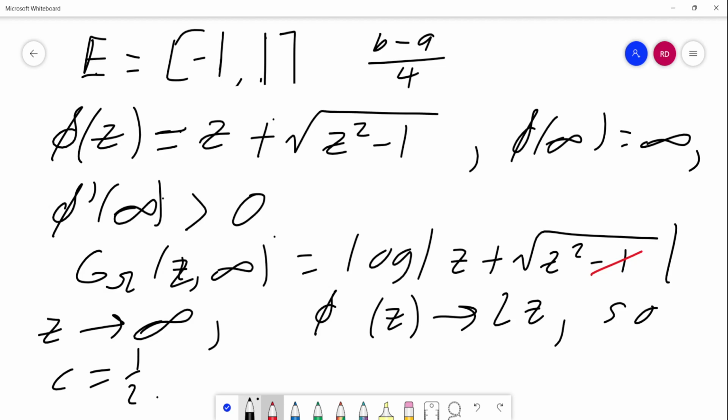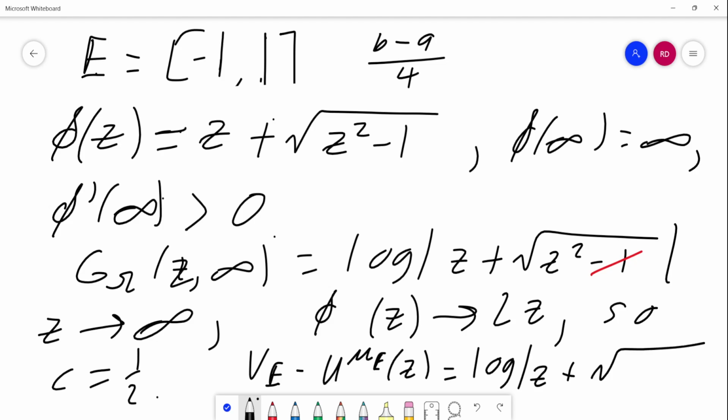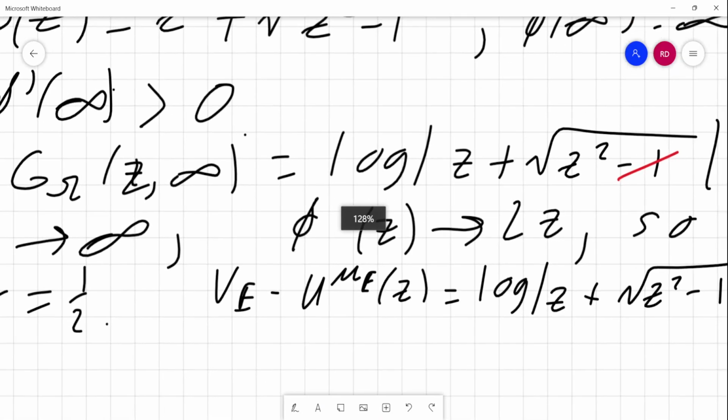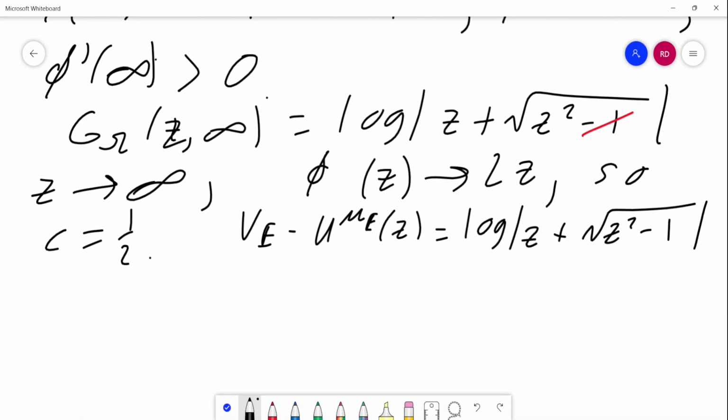But we could also rearrange this, and we could say the Green's function we know is V_E minus U^mu_E, which equals log of z plus the square root of z squared minus 1. And then solve that for U. U^mu_E of z equals V_E minus the Green's function.